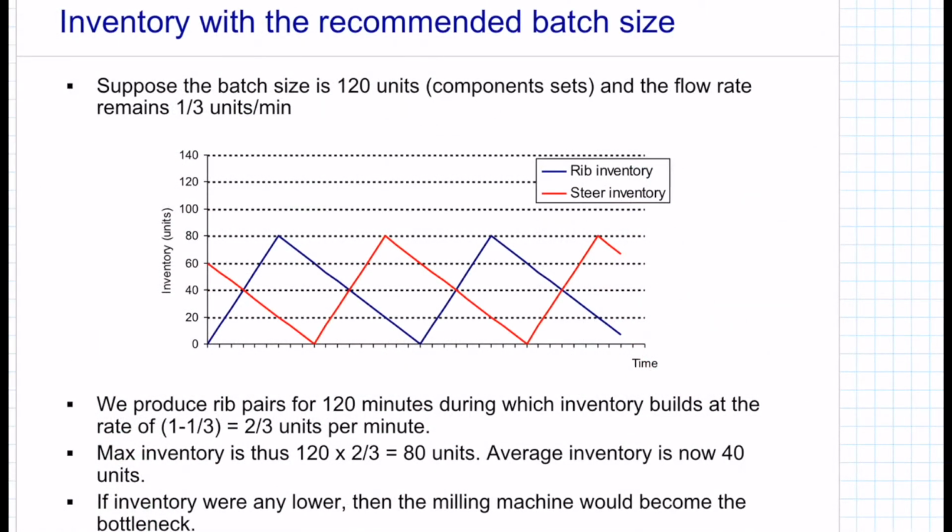If we do a similar calculation for the recommended batch size of 120 units, which is the number of component sets, with a flow rate of 1 by 3, the maximum inventory that will be reached is 80 units and the average inventory will be 40. So this will be more efficient. And if the batch size were any lower than 80, then the milling machine is going to become the bottleneck.